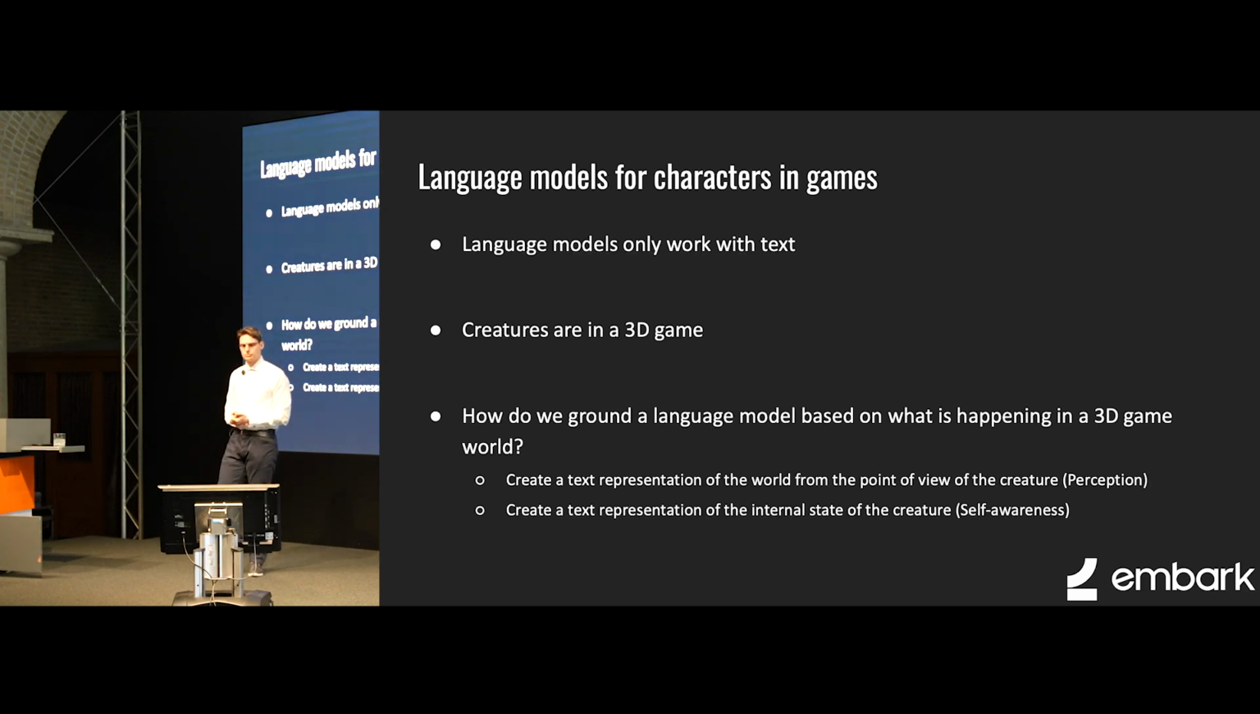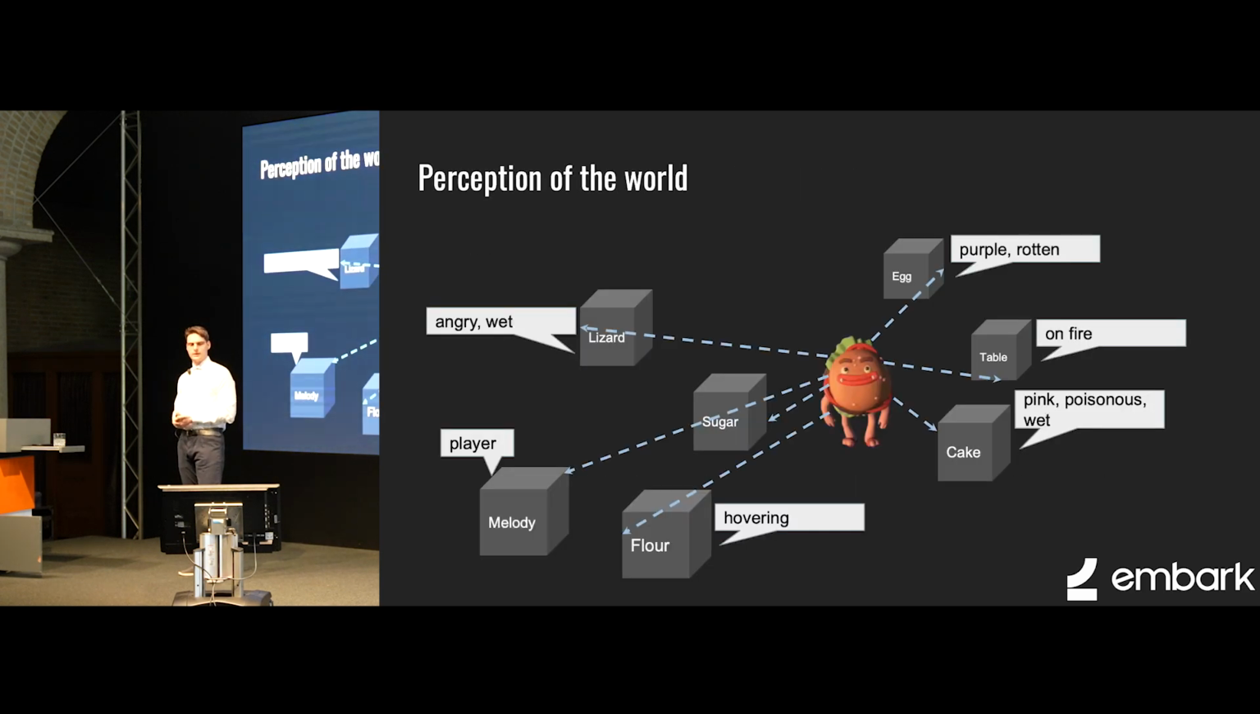Well, we came up with a solution: create a text representation of the world from the point of view of the creature, which will be the perception of the creature, and then create a text representation of the internal state of the creature, which is like its self-awareness, one can say. So you can see here one of our creatures, Burgerman, going around. While it goes around, it queries objects around it. So we might have an egg, a table, and a cake.